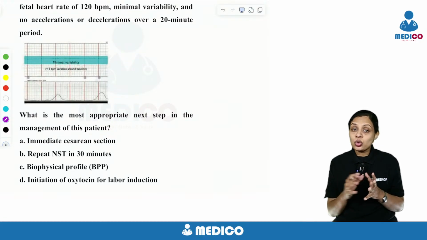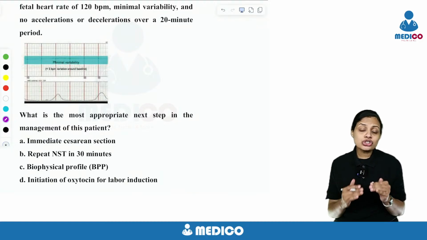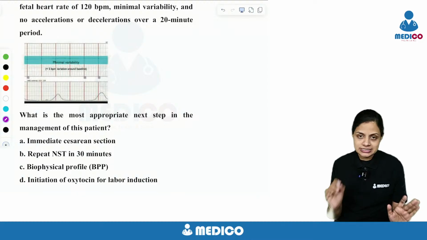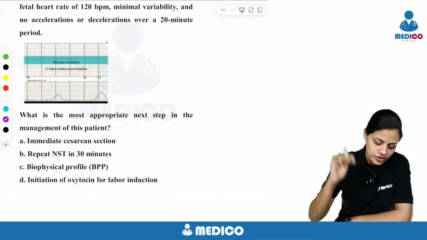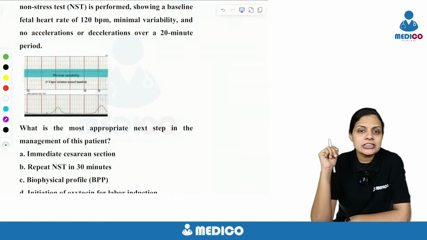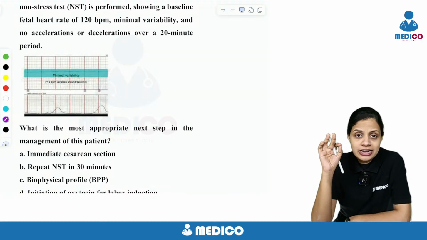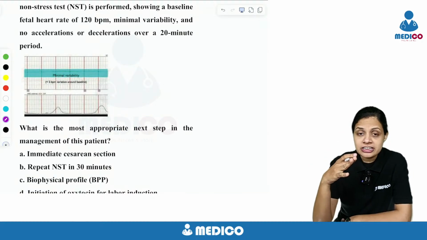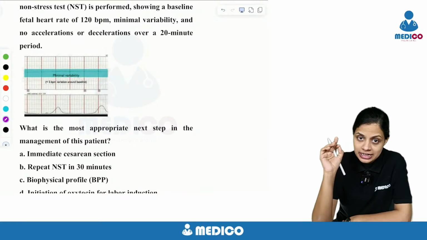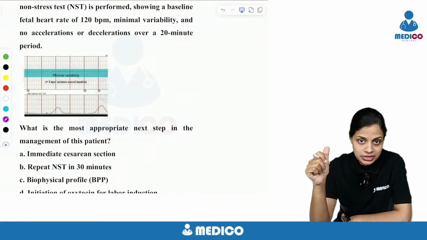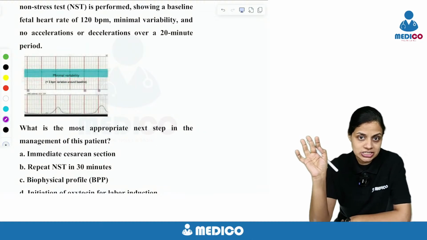Now here we'll just go through the NST. You have all seen NSTs. It is the most commonly performed antenatal test, especially when she has crossed 32 to 34 weeks. What are the features that you see on NST, or how do you define an NST? An NST is defined as either reactive, suspicious, or non-reactive. If the NST is reactive, that means there must be variability, there must be accelerations, there must not be any decelerations, right?